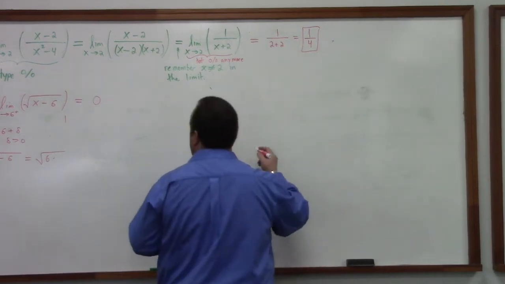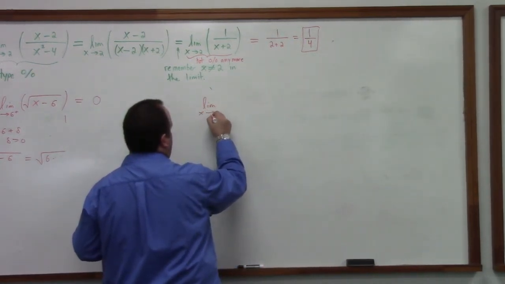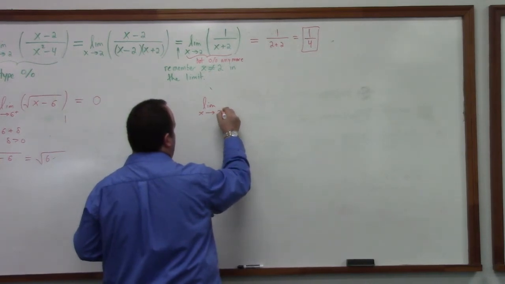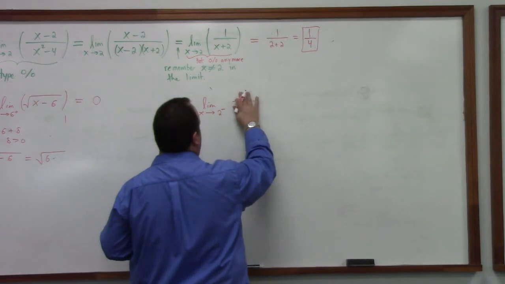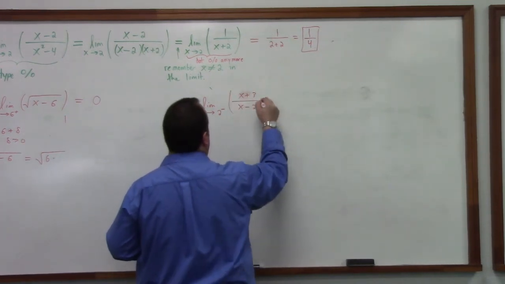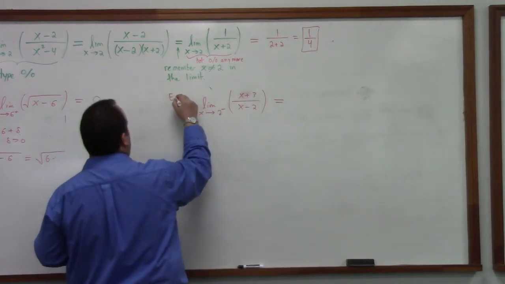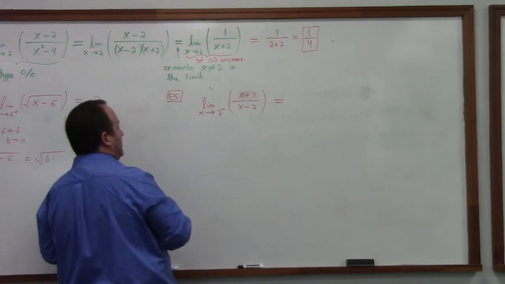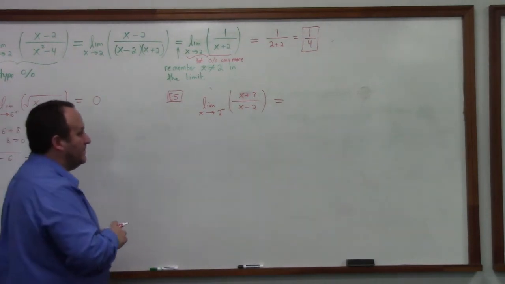How about this? Limit as x approaches 2 from the right, or from the left, let's say, of (x plus 3) over (x minus 2). How would this work out? We've worked ones today so far that worked out for the most part, and this one's not going to work out. See what happens as you plug in 2.